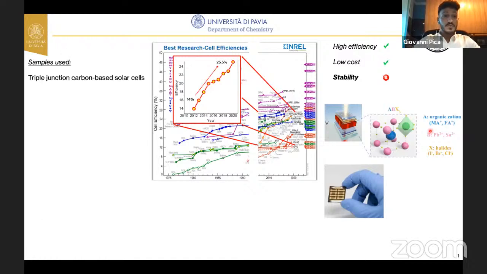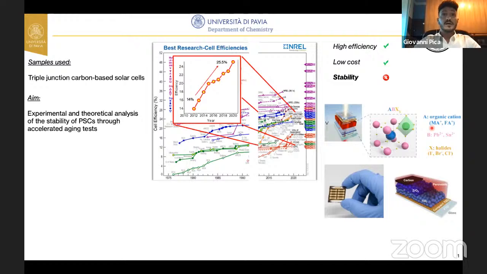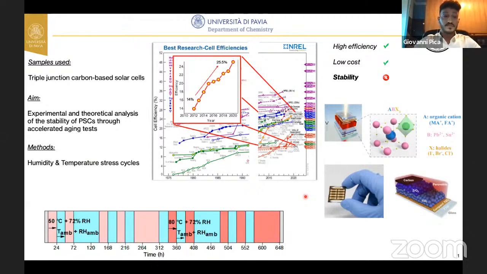In this work, I used the triple junction carbon-based solar cells that are represented here. They are well known for being a long-term stable and cheap solution that can be what the market needs. This is particularly true at temperatures above 70 degrees. Indeed, thermal stress as a reason of degradation is often underestimated. In this work, we address this issue by monitoring the effect of thermal aging by imposing a prolonged temperature cycling stress with two different temperatures, 50 degrees and 80 degrees, and a relative humidity of 72%.